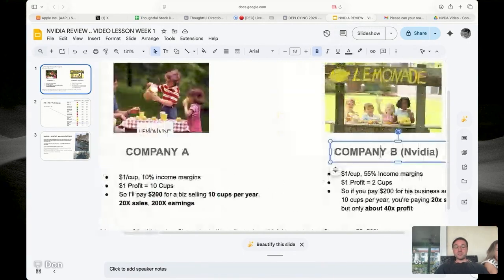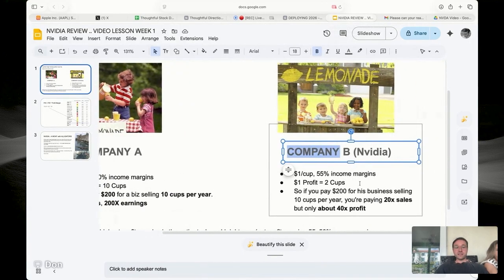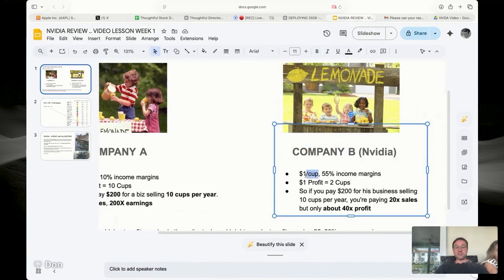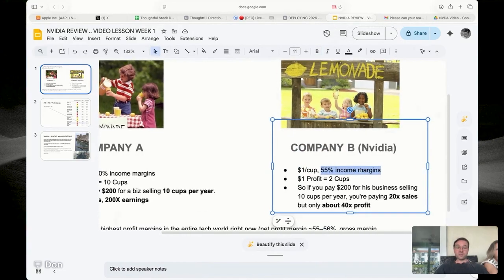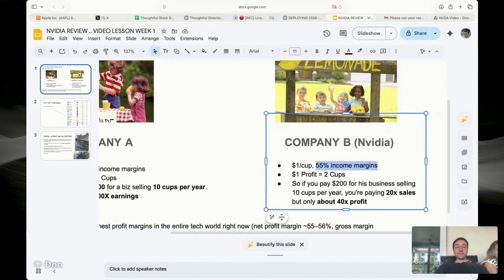Whereas if a company B, let's call this one Nvidia, has a higher margin, so they still sell each cup for $1, but they have 55% income margins, which is what they actually have. Then it only takes them 2 cups in order to earn $1 profit. And so if I ask myself that same question, would I pay $200 for a business selling 10 cups a year? This scenario is much more palatable because we're only paying a 20x sales or a 40x profit.